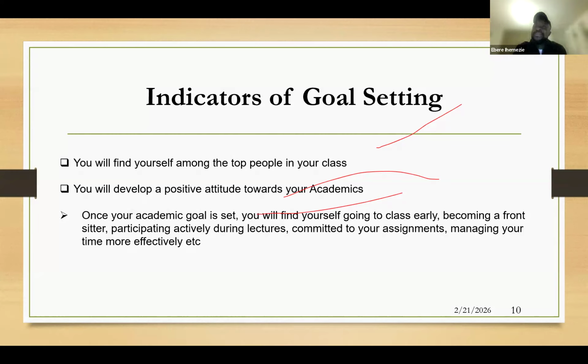So there are certain things that will naturally change in your life once your goal is very clear. And I will probably want some people to share their experiences of some of the things they noticed when they set their goal towards the end of this presentation.